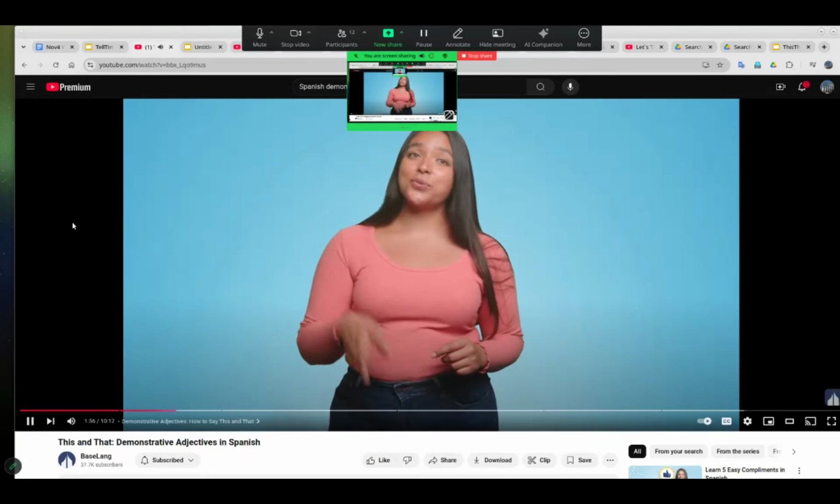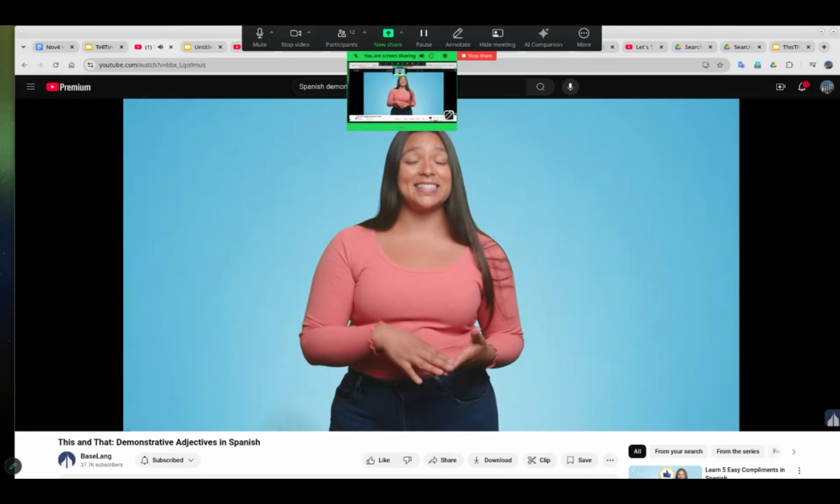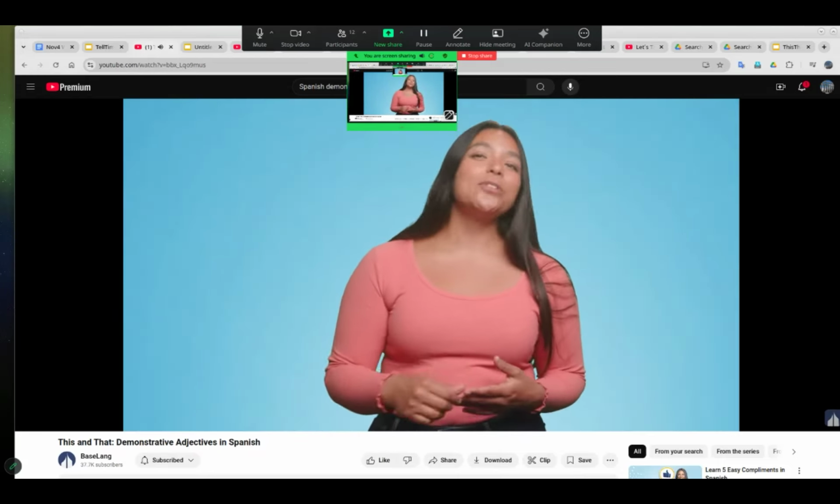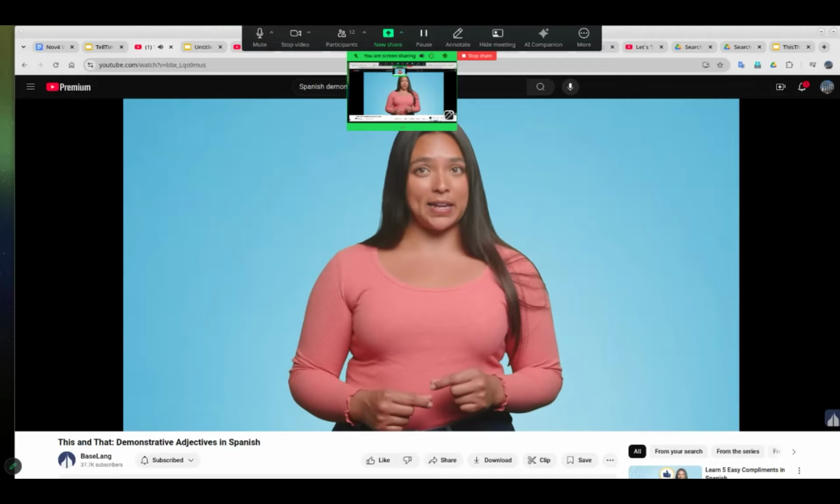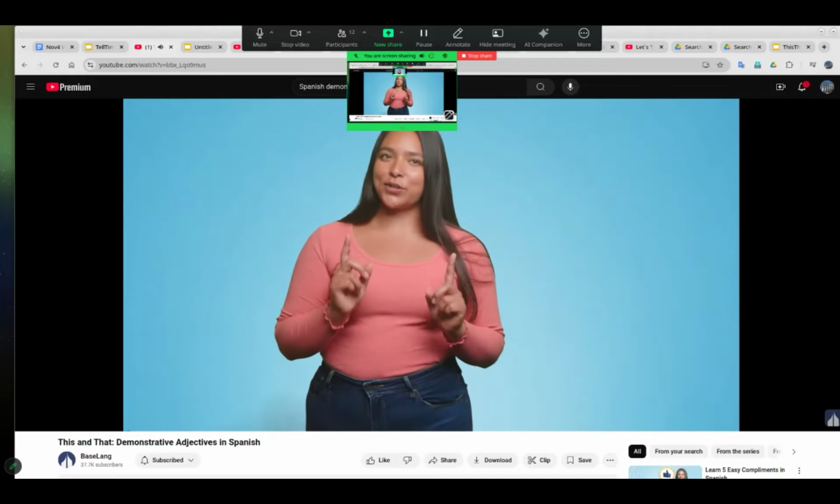In Spanish, demonstrative adjectives actually denote 3 distinct distances instead of just 2. In this lesson, you will learn how to differentiate these 3 levels of distance in Spanish, as well as the ideal context for using each one.